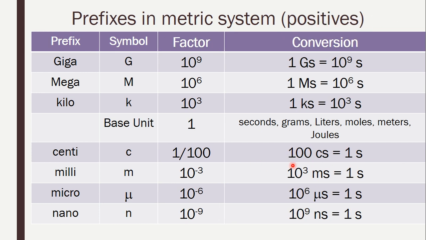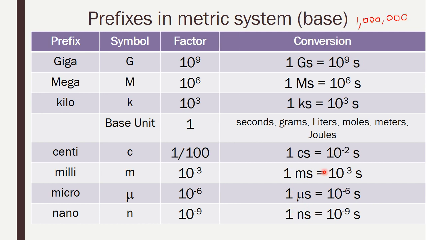So you can memorize these either way you want. It's fine. But these are all positive. So now it's 100 centiseconds equals a second, 10 to the third milliseconds equals a second, 10 to the 6 microseconds equals a second, and 10 to the 9th nanoseconds equals a second. These are all the same up here. It's just I changed the ones down here so that they're positive exponents, right? These are negative exponents because seconds are bigger than all these things.